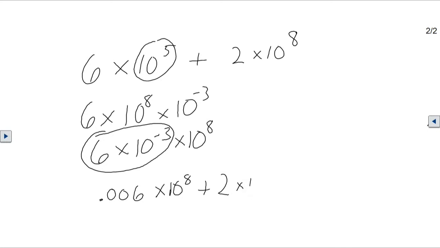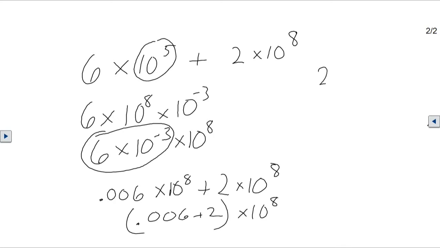And then I have plus 2 times 10 to the 8th. Okay. Now that my powers of 10 are the same, I can use my distributive property. So now I have 0.006 plus 2. Right, and I can combine those together, times 10 to the 8th.